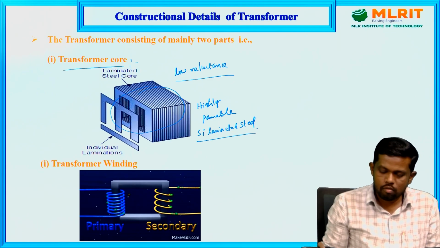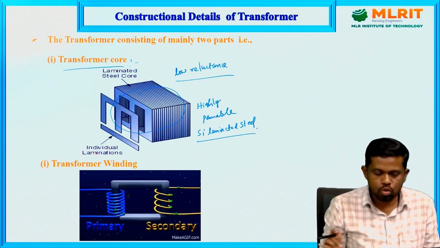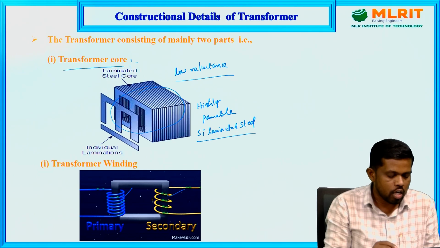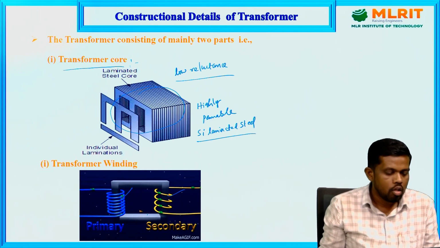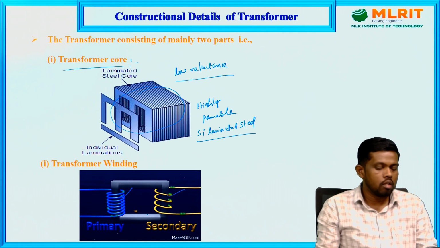So next one, the winding of the transformer. The transformer winding is made up of high grade copper material. It is a set of copper turns wound over the transformer core, and that is called the transformer winding. So why should we prefer copper material for the transformer winding?